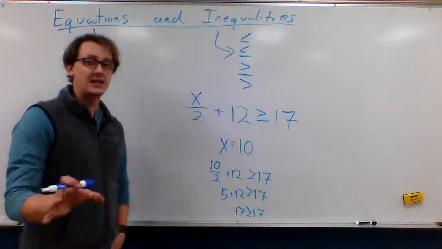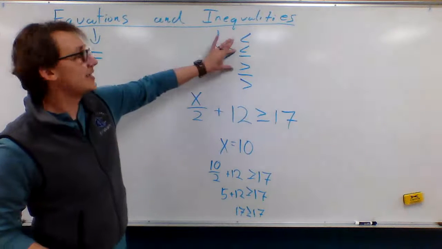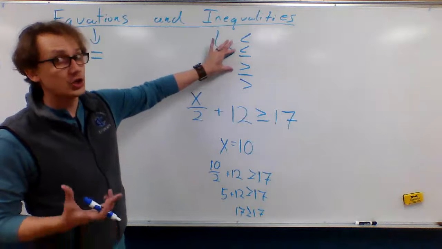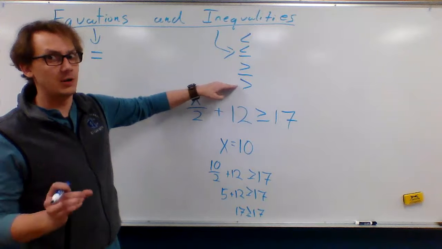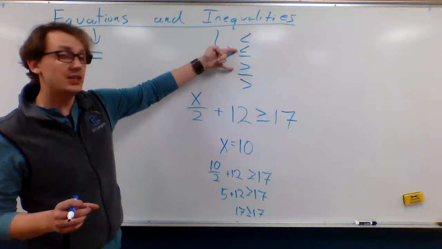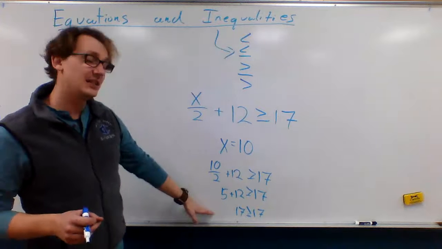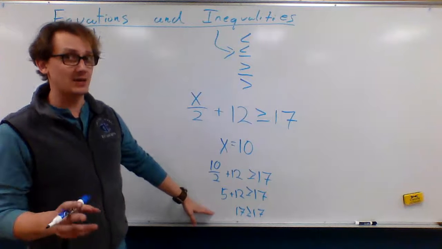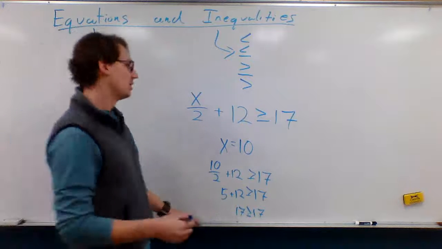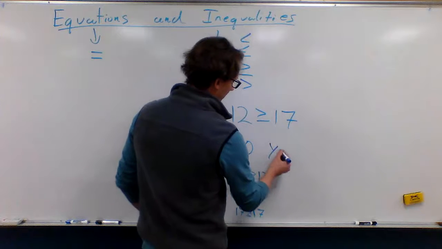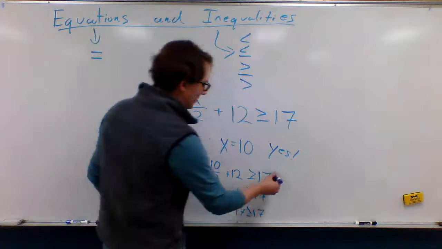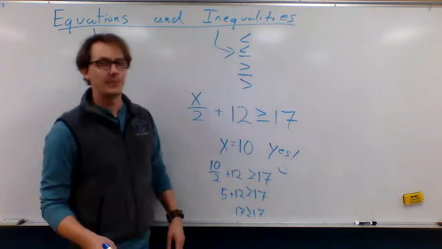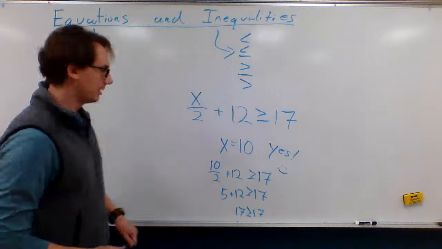Now remember, that line underneath of the less than and the greater than symbol means it could also be equal. For less than and greater than, it has to be bigger or smaller. But for these two, it can be the same. So 17, is that bigger or the same as 17? Yeah, it's the same as. So this is a solution. That's all. I'll even put a little smiley face, which is about as much celebration as I intend to do here.